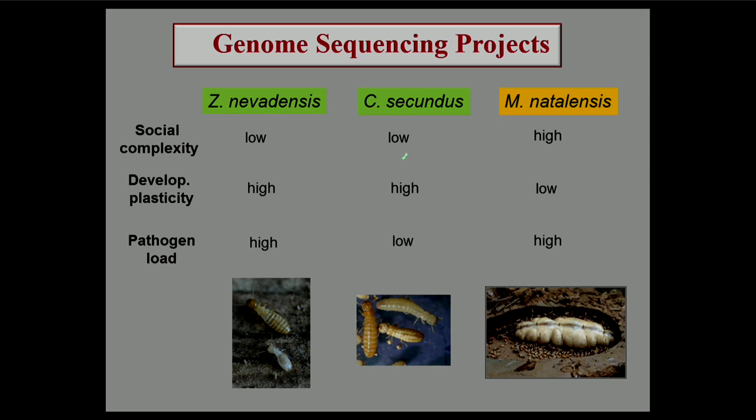So these species are really very similar in many aspects, but where they differ is actually in the pathogen load, and there Cryptotermes secundus is very unusual among termites in general, because in most termites the pathogen load is very high because the termites nest inside the soil, and so they are always in contact with pathogens. Zootermopsis is not nesting inside the soil, but also inside wood, but it is nesting in decaying wood, so there's a high fungal load. In contrast to this, Cryptotermes secundus is nesting inside sound wood, so it's not in contact with any soil pathogens, and therefore the pathogen load is very low in Cryptotermes secundus.